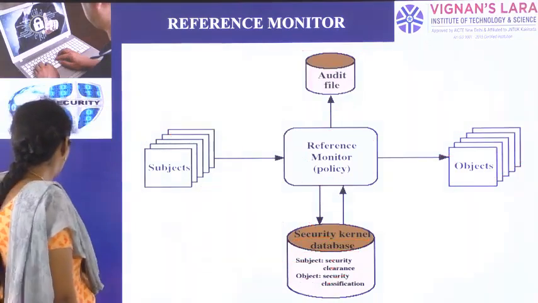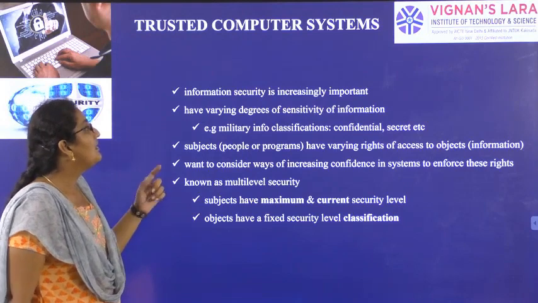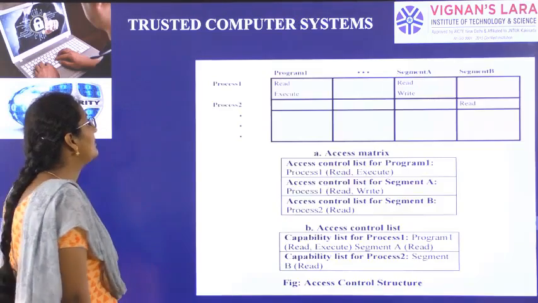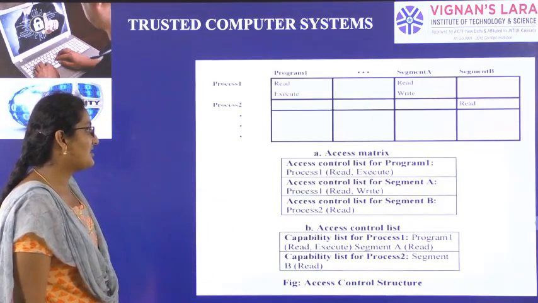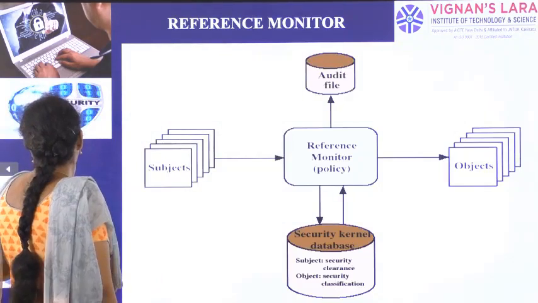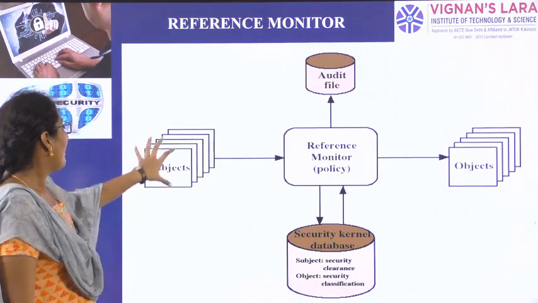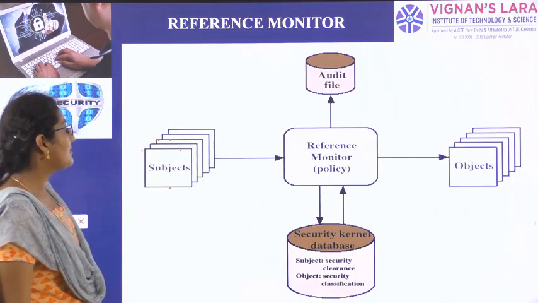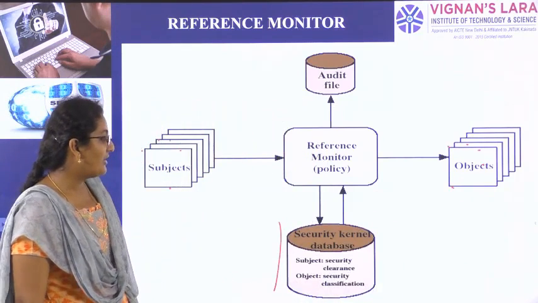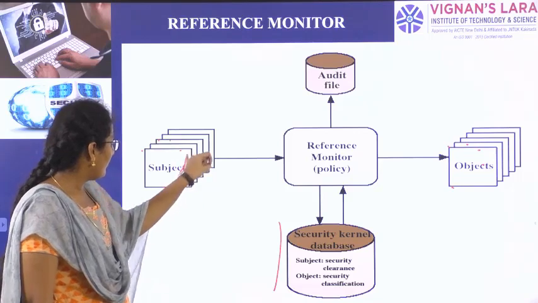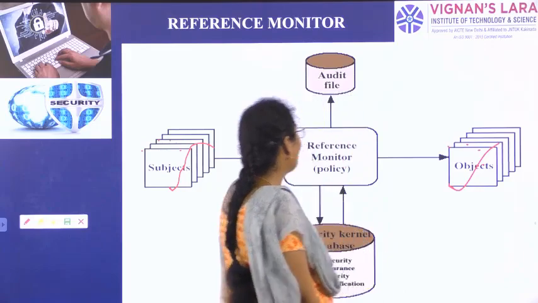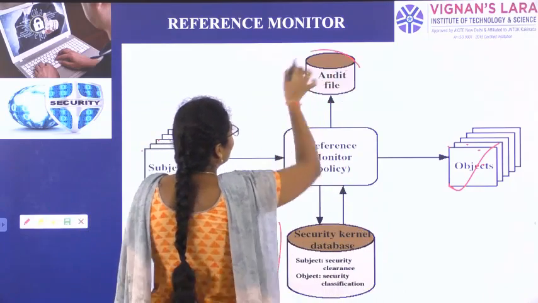So let us see trusted systems, where highly sensitive data is given high importance and high security. So we are constructing an access control structure, an access matrix. Finally the reference model: all the people are treated as subjects, all the information is treated as objects. We will have a database where we should have security clearance on programs and people, and we should have security classification on information. And finally, by taking all these things, an audit is done.